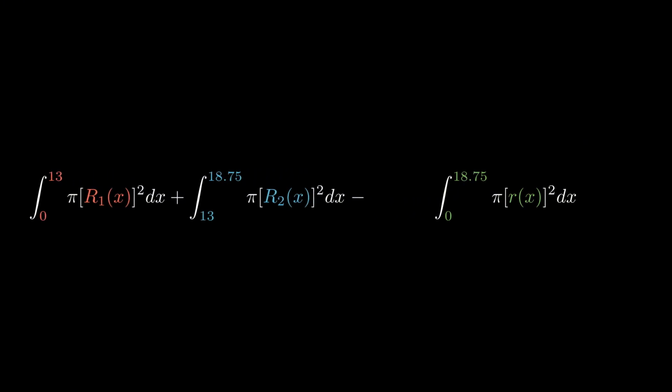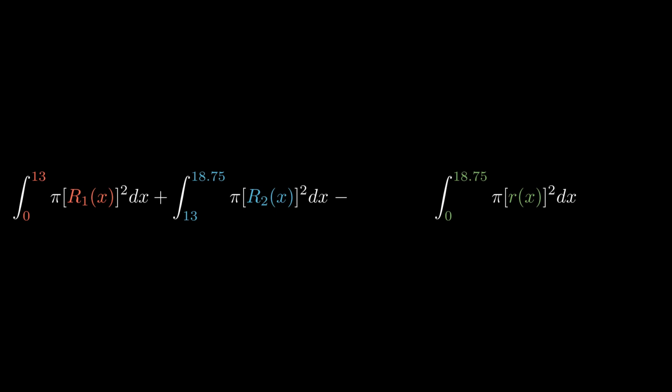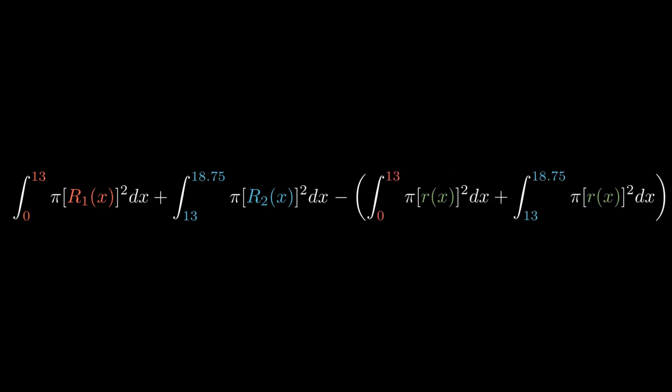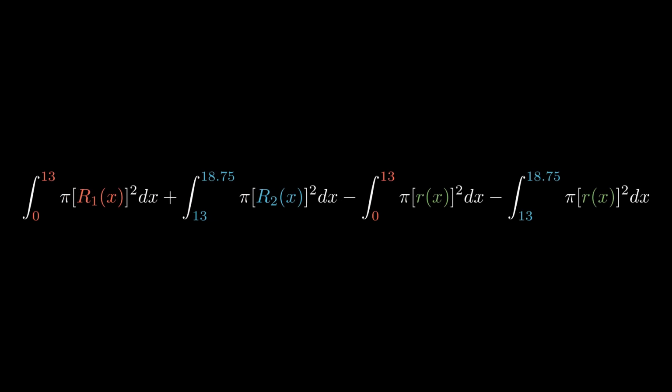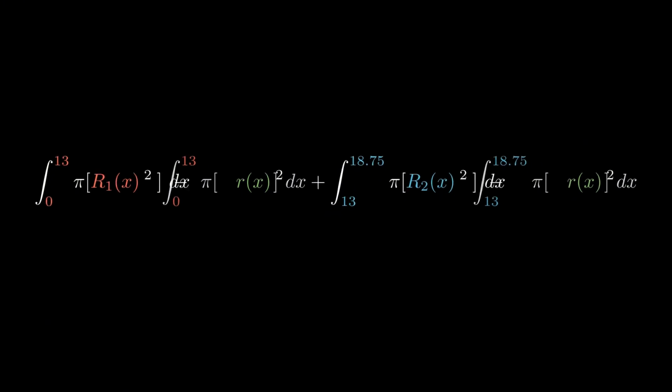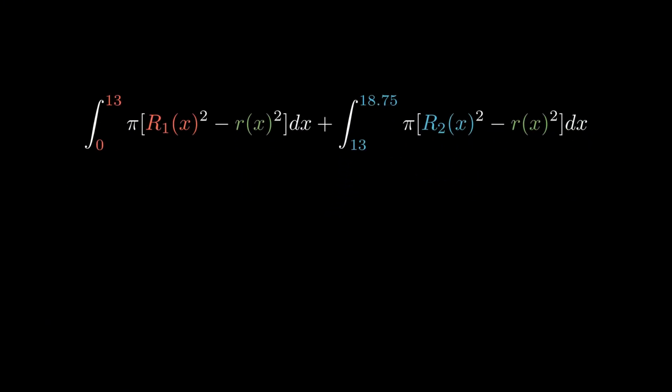First, let's split this new integral into two parts, one that goes from 0 to 13 and another that goes from 13 to 18.75. Because these two integrals now match the bounds of the two integrals we used to find the vase's volume, we can use integral properties to combine each pair of integrals with the same bounds. This gives us a new form.